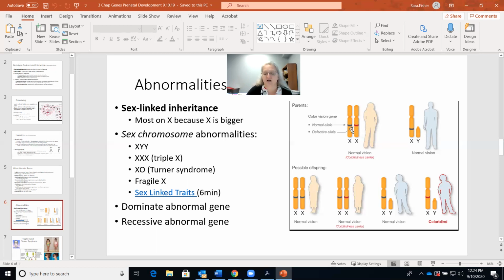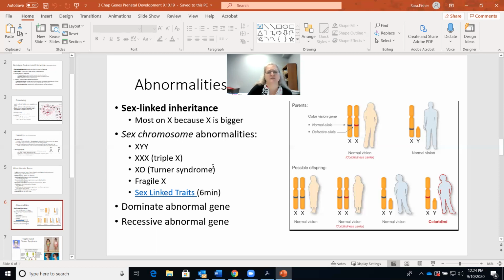Having color vision or not having color vision is on the X. And mom can pass on a defective one or a healthy one. And that's what we mean by a sex-linked trait, that it's on the X chromosome. So mom passes it on. Her defective, if you will, genes get passed on to her children, but they only show up in her male children.